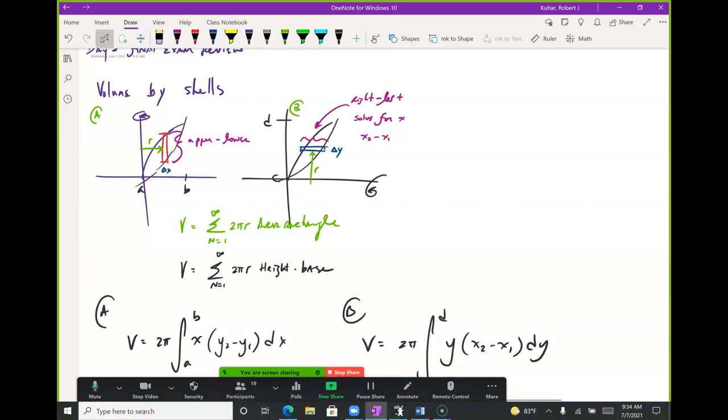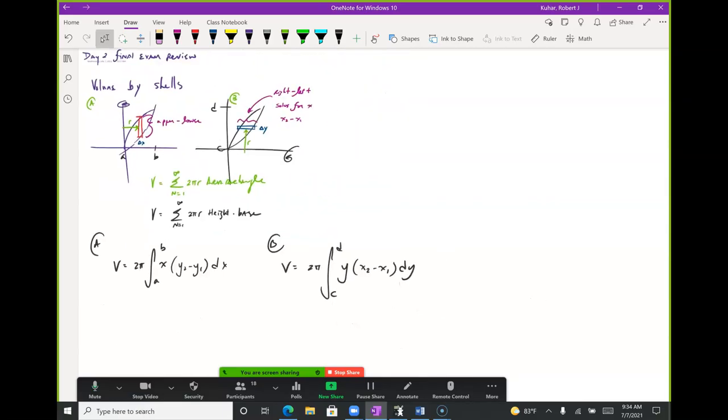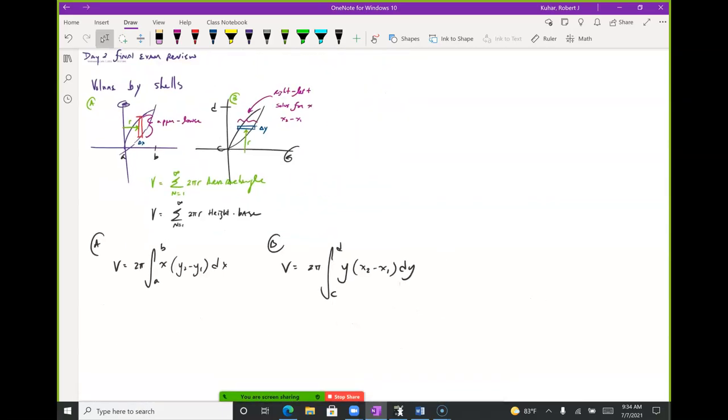So it's important that you're able to do these things in that order. Draw the region. Figure out what the axis of revolution is. What should your rectangle look like? Are you integrating with x or y? Can you find the long piece of the rectangle? Can you find the radius? Right, go into the calculator, that type of thing.